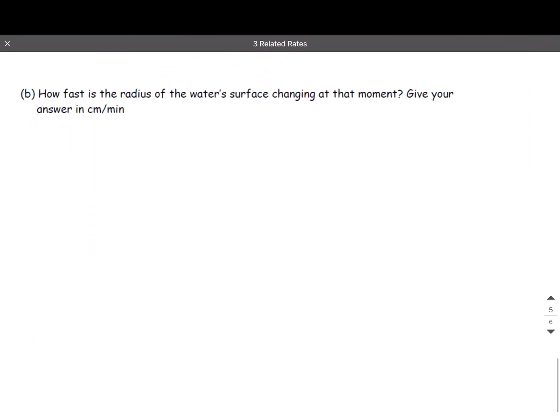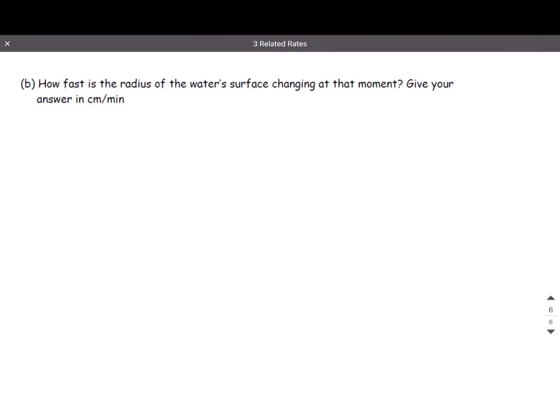Now, there's a part B. How fast is the radius of the water surface changing at that same moment? So it's the same moment in time. This time we're looking for dr/dt when h equals 5 centimeters. Now remember, our volume is pi over 3 r squared h. If we're going to take this derivative, we need to use the product rule.